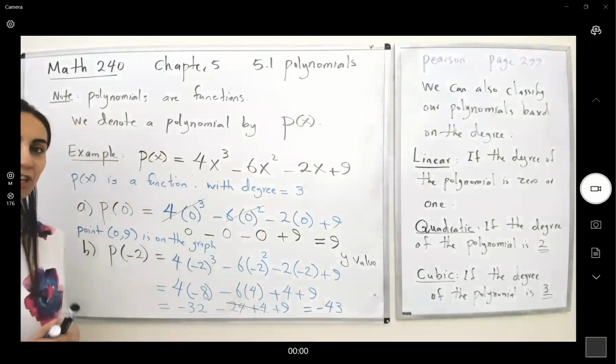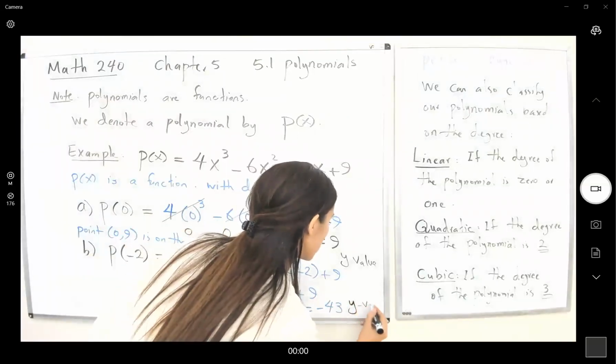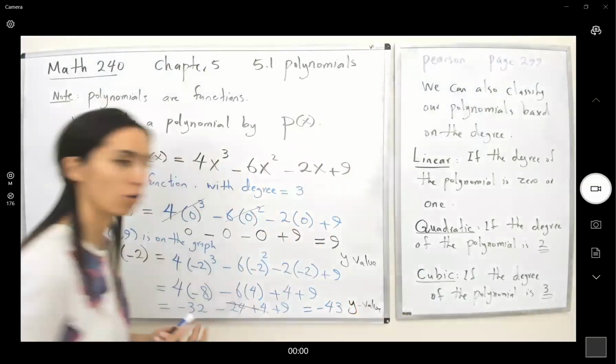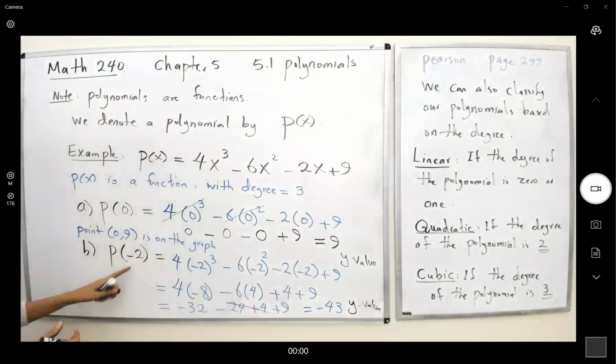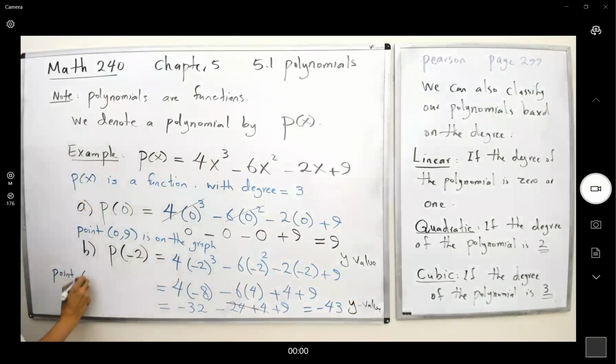Again, you have your y value. So what's the meaning of that? It means that point negative 2 and negative 43 is on the graph of this function. Point negative 2, negative 43 is on the graph of the function.